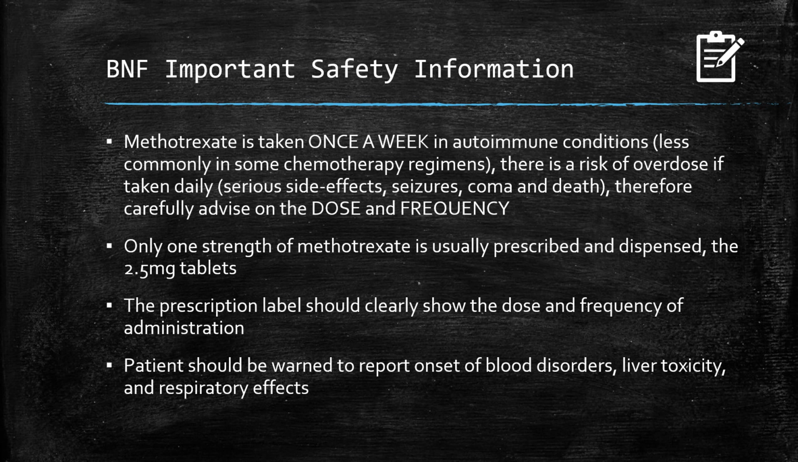Now, to help in reducing the risk of any overdose, only one strength of methotrexate is usually prescribed and dispensed, and that's the 2.5 milligram tablets. The prescription label should clearly show the dose and frequency too, and the patient should be warned to report the onset of any blood disorders, liver toxicity and respiratory effects. Gastrointestinal toxicity isn't mentioned here for some reason, the BNF doesn't mention it, but I would add that onto the list too.